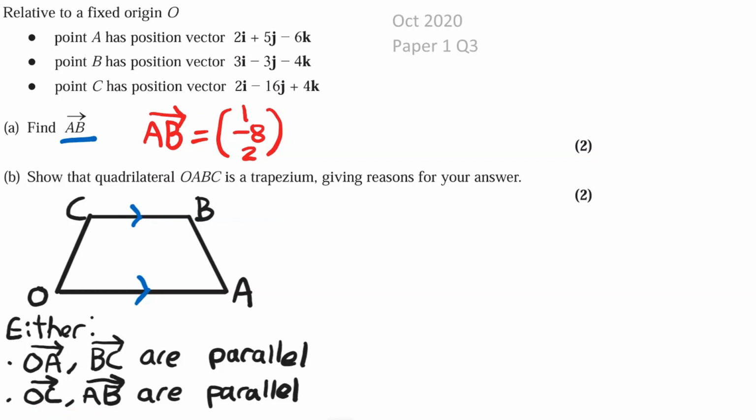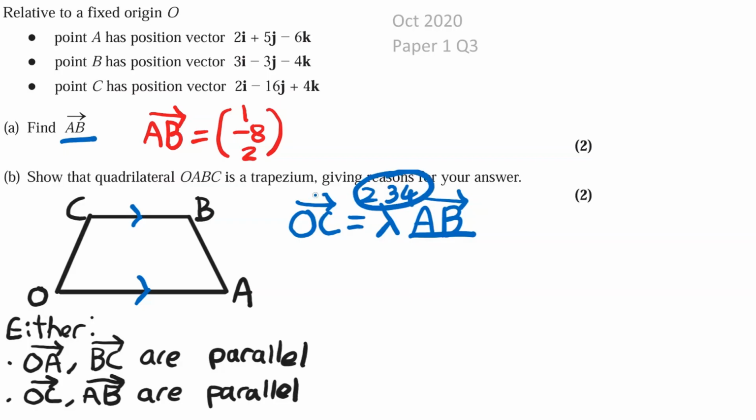Now, as we talked about before, if two vectors are parallel to each other, it means that they are multiples of each other. So another way of saying this is that the vector OC is equal to lambda AB, where lambda is a constant, so it's going to be something like 2, 3, 4, something like that. The point being is that AB, if you multiply it by a number, is equal to OC. OC is a multiple of AB.